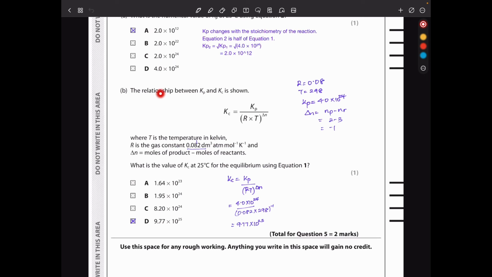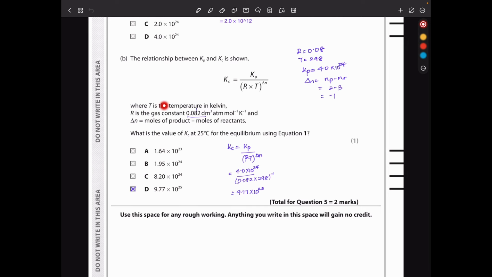In part B, the relationship between Kp and Kc is shown. We see this relationship. They say where T is the temperature in Kelvin, R is the gas constant, and change in n equals moles of product minus moles of reactant. What is the value for Kc at 25 degrees Celsius for the equilibrium using equation 1?